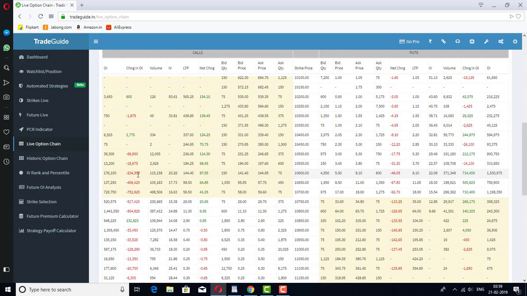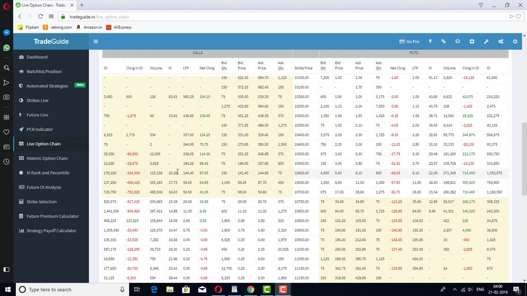The third column here is the volume. Volume basically says the amount of trading that has been done today. Today, how many contracts have been traded in the open market is highlighted in the volume. So here 1,15,158 contracts have been traded today, and this is the data.